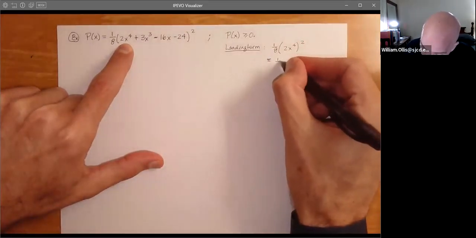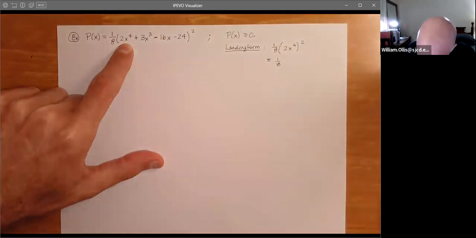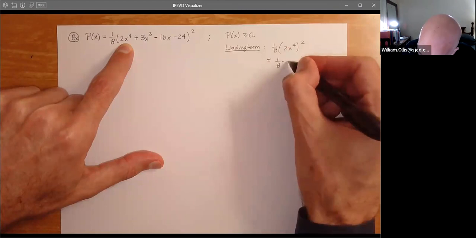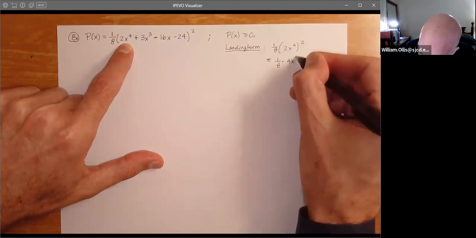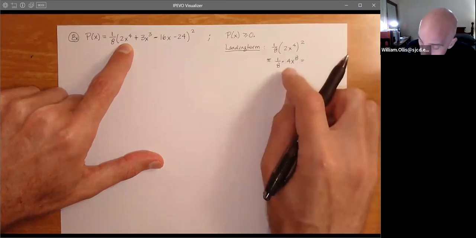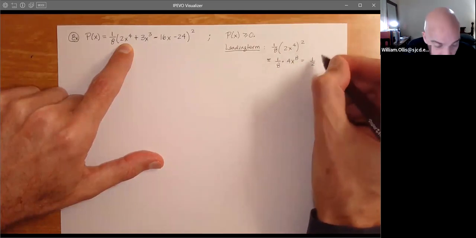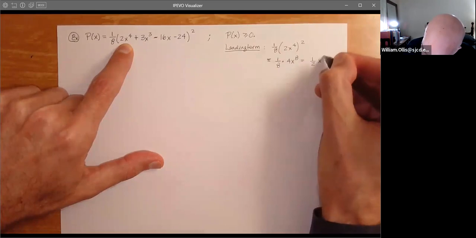So this will be 1/8. Let me write that so you can see it. So we have 1/8 times 4x to the 8th. And of course, the 4 will absorb into the 8 and give us 1/2 x to the 8th. That's our leading term right there.